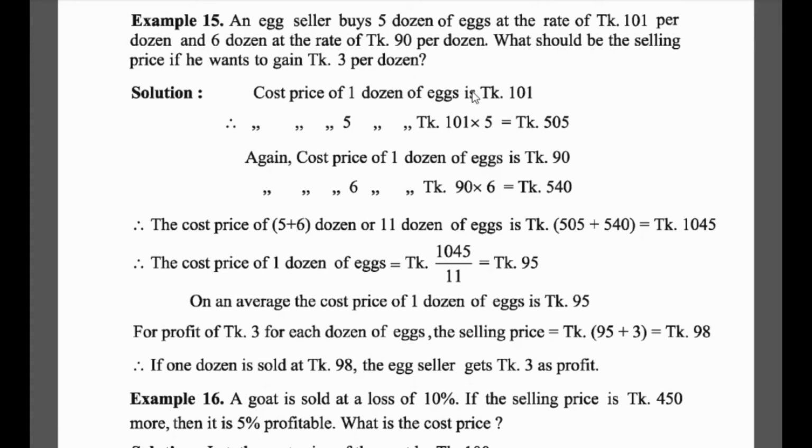The cost price of 1 dozen of eggs is taka 101. You can see here at the rate of taka 101 per dozen. That means the cost price of 1 dozen of eggs is taka 101. He bought 5 dozen of eggs in total, so the cost price must be multiplied by 101. So 5 into 101 is equal to 505. Again, he bought 6 dozen at the rate of 90 taka per dozen. So the cost price of 1 dozen of eggs is taka 90.